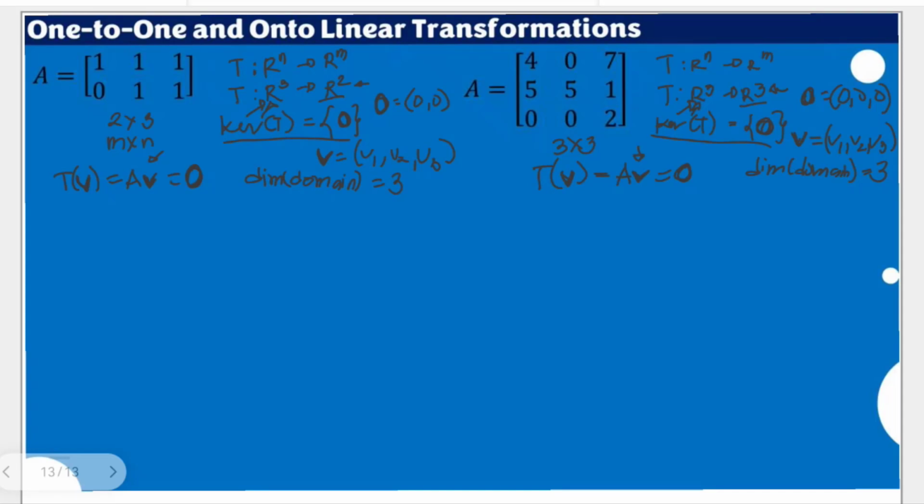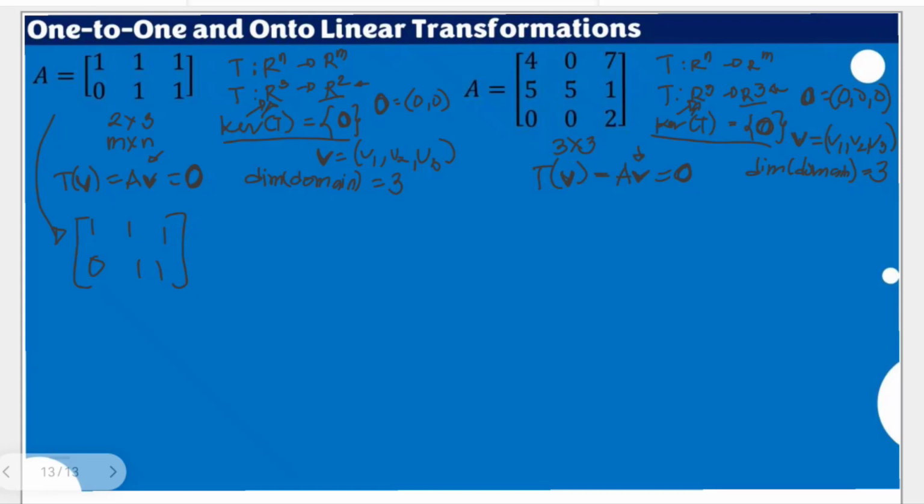So let's start with the determination of one-to-one linear transformation. Let's start with coming up with a reduced row echelon form of both matrices. Now, the reduced row echelon form is very important in determining not just one-to-one but also onto. Let's start with the one-to-one. 1, 1, 1, 0, 1, 1. So let's make here a reduced row echelon form.